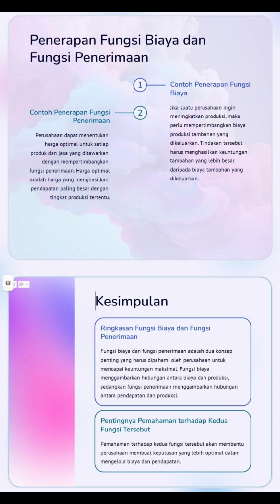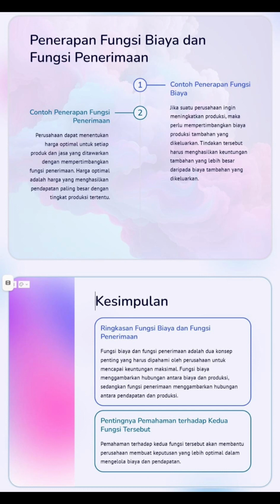If a company wants increased production, it needs to consider the additional production cost that is related. The action should result in greater additional profit than the additional cost incurred.